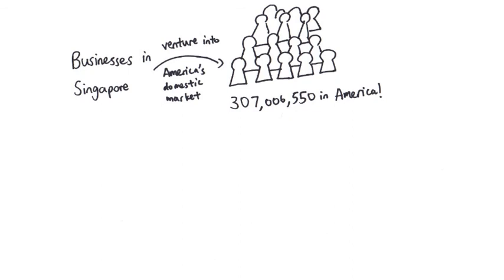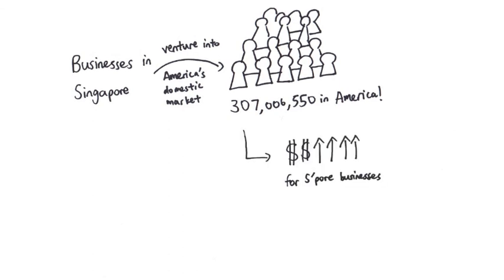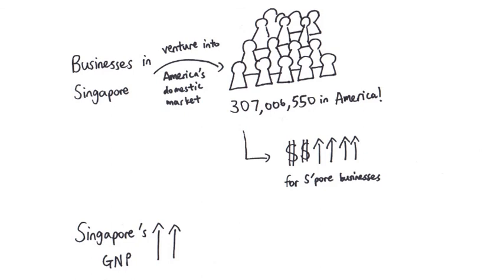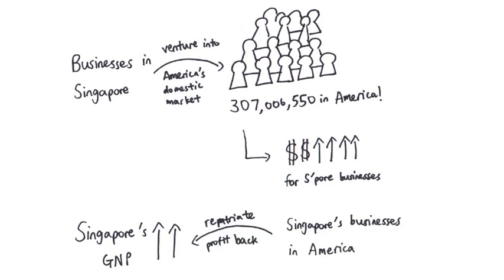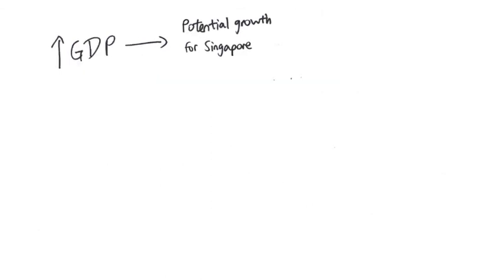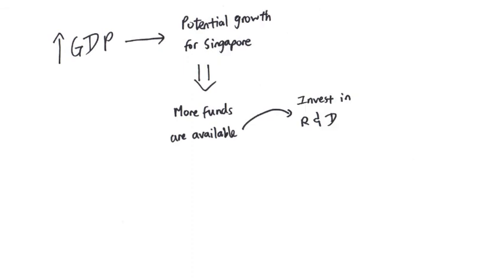Singapore businesses can venture into the domestic market of America, selling their goods to the large market of 307,006,550 people. With the vast amount of people living in America, the revenue earned would be substantial. The gross national product of Singapore would increase as Singapore businesses in America repatriate the profits earned back to Singapore. This increase in GDP would result in potential growth for Singapore, as funds would be available for the Singapore government to invest in research and development for Singapore.